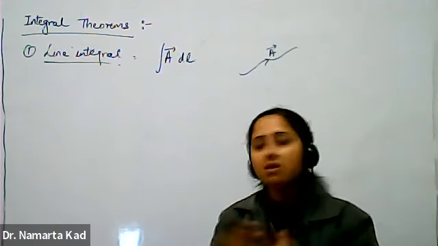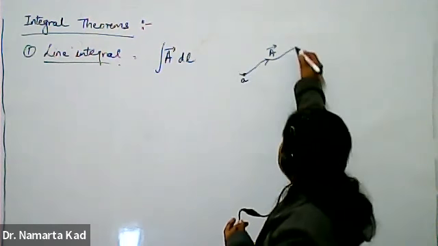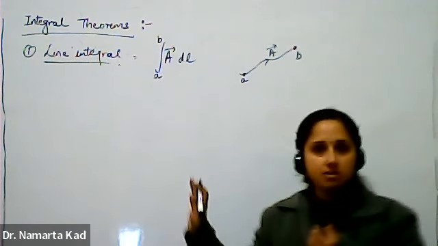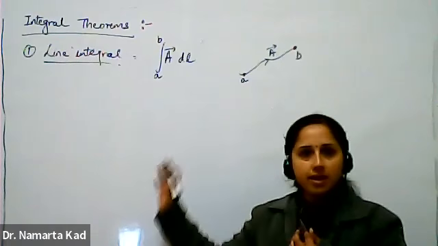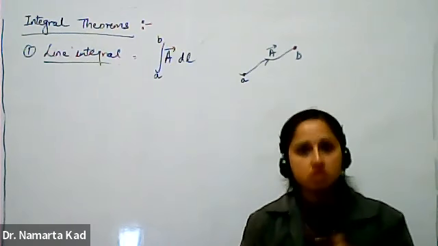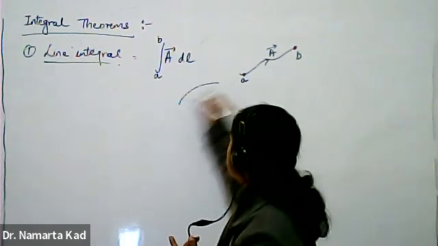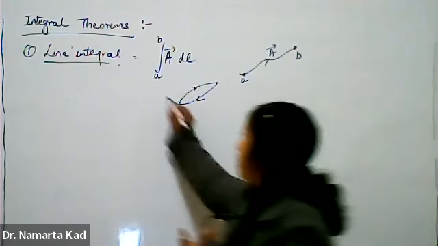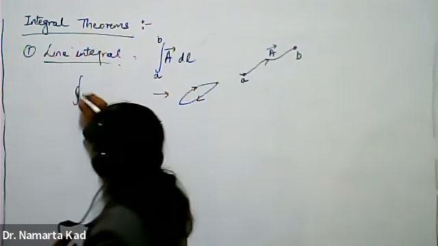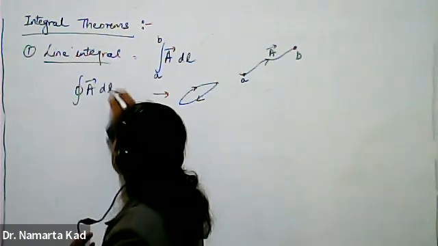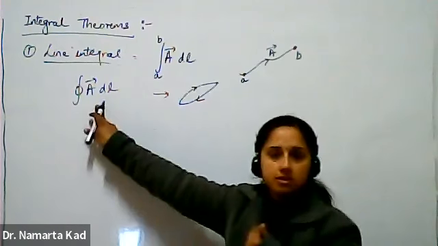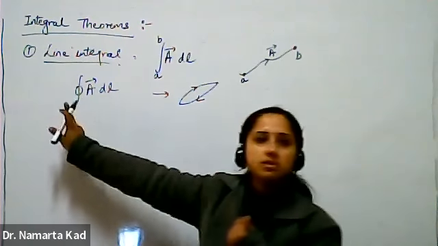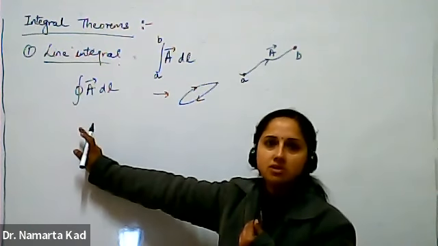Sometimes there are limits also, like here it is a and here it is b, that is integration from a to b. Some limits may be there for the line integral. And if the curve is a closed curve, like if you first go here, then go here, then for a closed curve the integral can be written like this: A vector dot dl. For a closed curve, this symbol is used. This represents the closed curve.